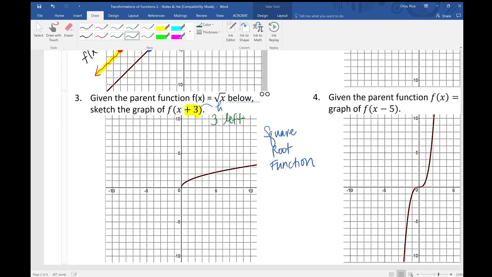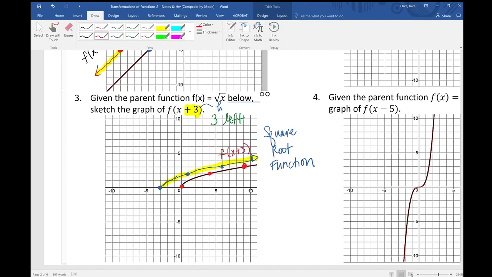Now let's pick 3 points from our curve and move those 3 points. I'll go with (0, 0), (4, 2), (9, 3). Let's go ahead and move (0, 0) first, and let's go 3 units to the left. 1, 2, 3. Now let's move (4, 2) 3 units to the left. 1, 2, 3. Followed by (9, 3). Let's move that 3 units to the left. 1, 2, 3. Once you have your points, draw the curve. Let's label the graph f(x + 3).